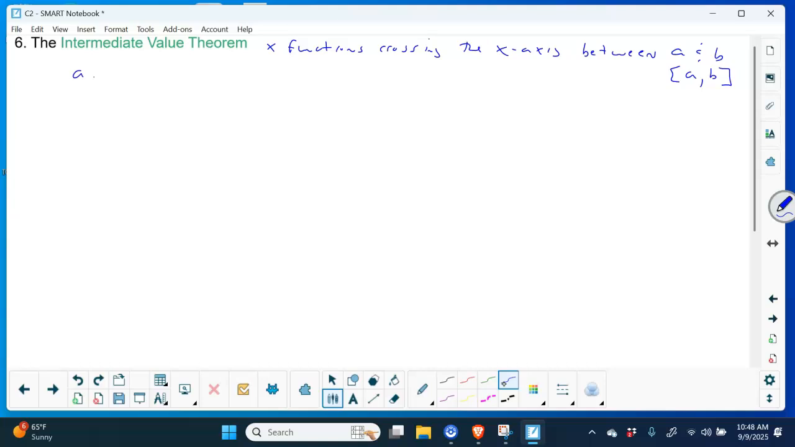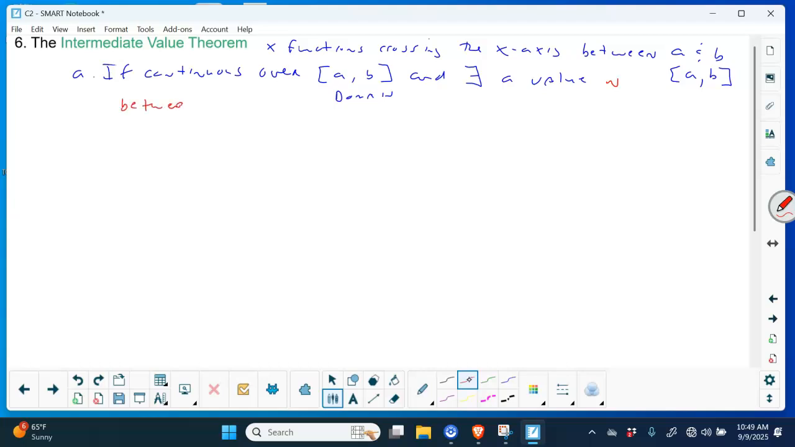And so intermediate. All right, so we've got a couple possibilities. If continuous, no jumps, no point discontinuities, if continuous over [a, b], and this is the domain, and there exists, by the way, a backwards E is a quick way of saying there exists, a value of n between a and b.